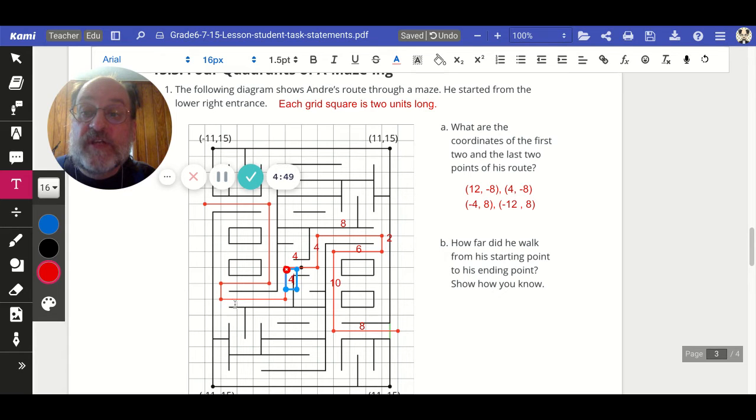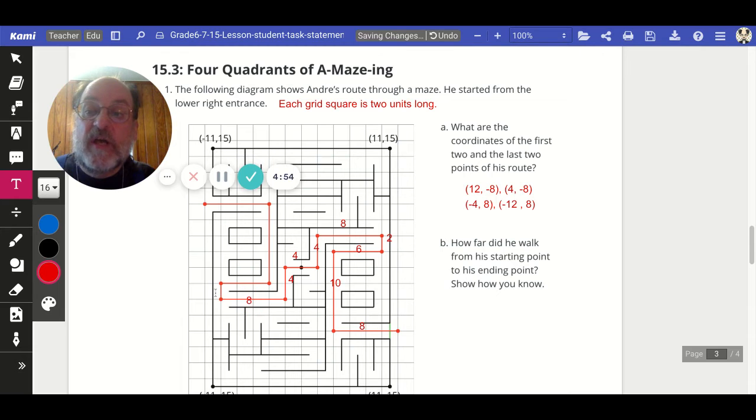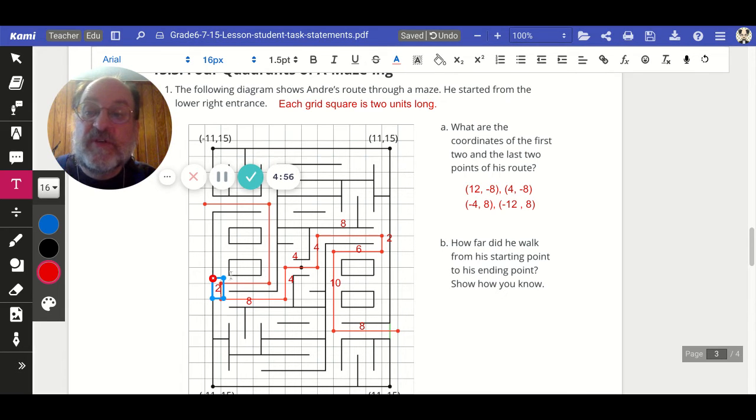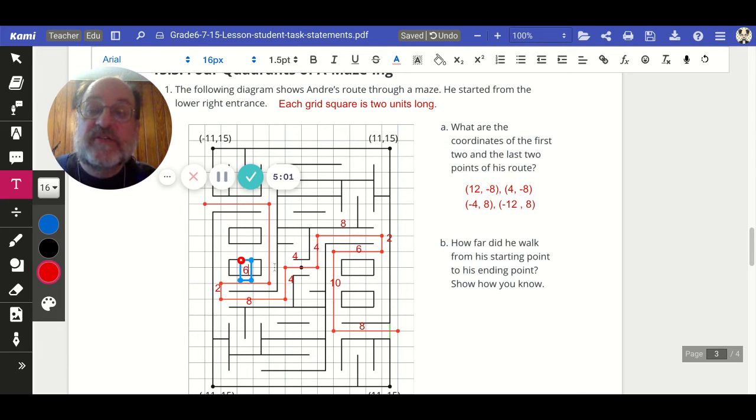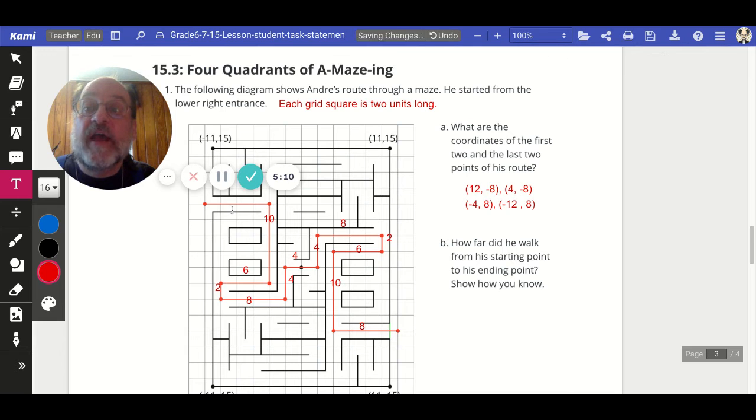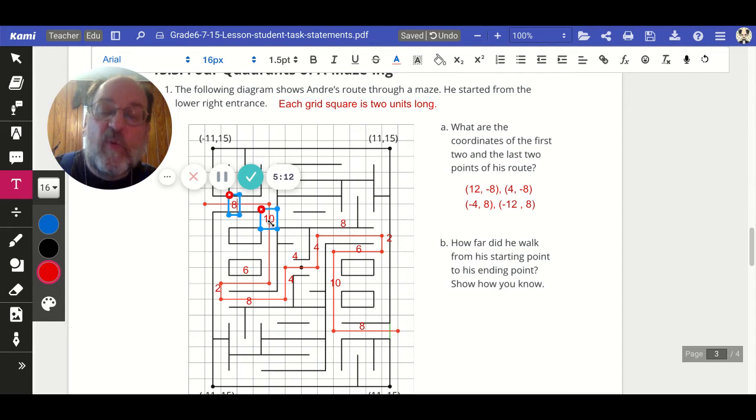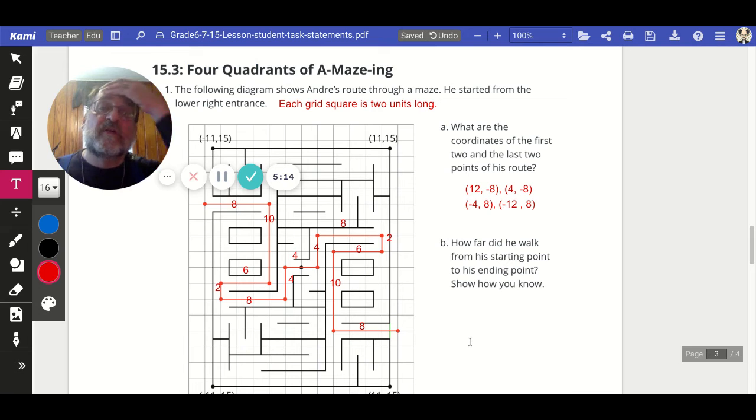2, 4, 6, 8. Going up 1 square is 2 units. 2, 4, 6. 2, 4, 6, 8, 10. Oh, 2, 4, 6, 8. All right, 8 units. Wow, that's a lot of stuff. Okay, so how far do you walk? I have to add all those numbers.